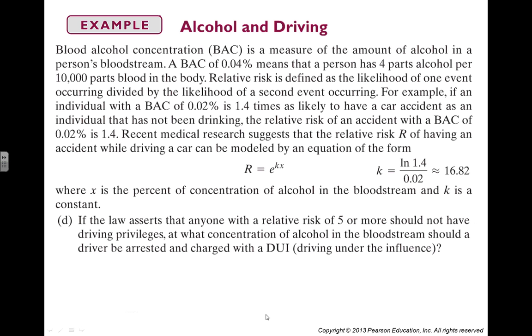If the law asserts that anyone with a relative risk of 5 or more should not have driving privileges, at what concentration of alcohol in the bloodstream should a driver be arrested and charged with a DUI? So we're going to set R equal to 5. We're going to write it as a natural log and then divide by 16.82. So that's about a blood alcohol of 0.096.